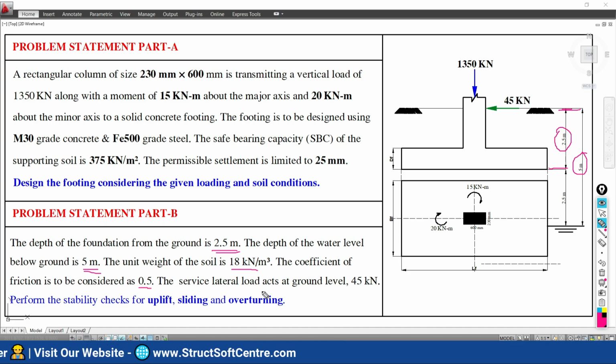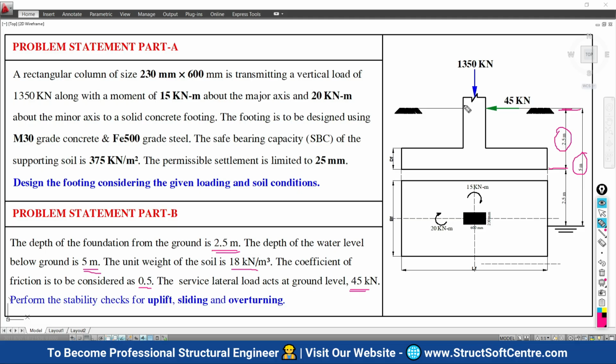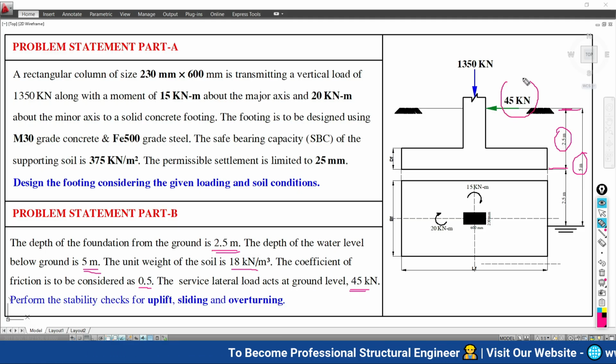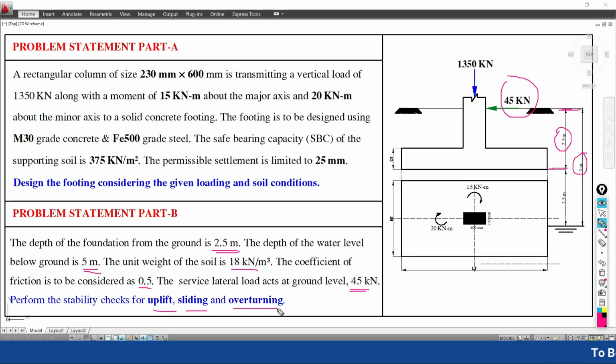The service lateral load acting at the ground level is 45 kilonewton. So the lateral load is also acting on this foundation at the ground level, 45 kilonewton. It is the service load. We have to perform the stability checks for uplift, for sliding and for overturning.